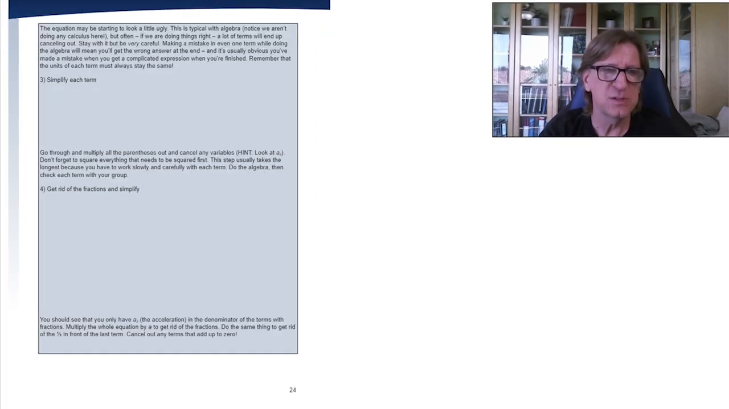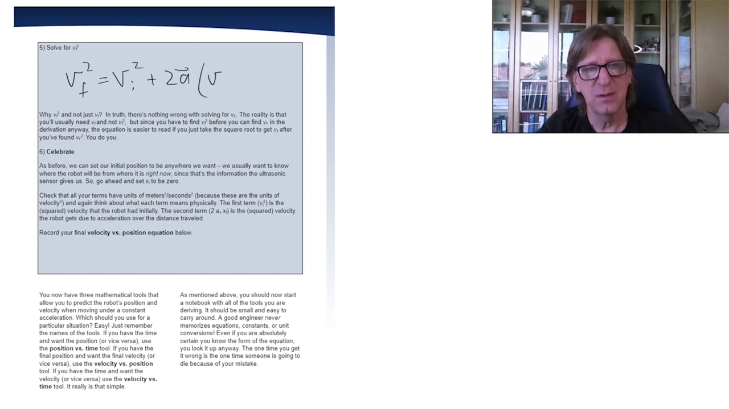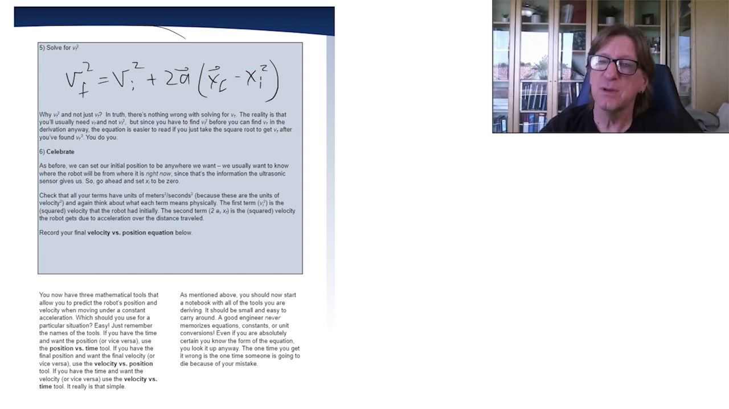Okay. So you should be following through on these pages, and then I'll go ahead and rewrite it on this last page so that we have it. So VF squared, which is not a vector for now, goes VI squared plus 2A, that should be an X, XF minus XI. And again, we're going to want to make a flipbook page. Hopefully you've got them for all three. This would be the velocity versus distance, or let's call it position, equation.